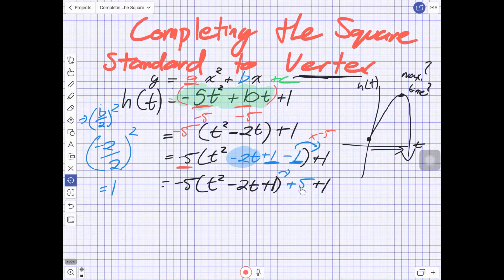And that's how we got positive 5 here. Great. Let's simplify these terms on the outside to make our life a little easier. We get negative 5, t squared minus 2t plus 1. This becomes plus 6.